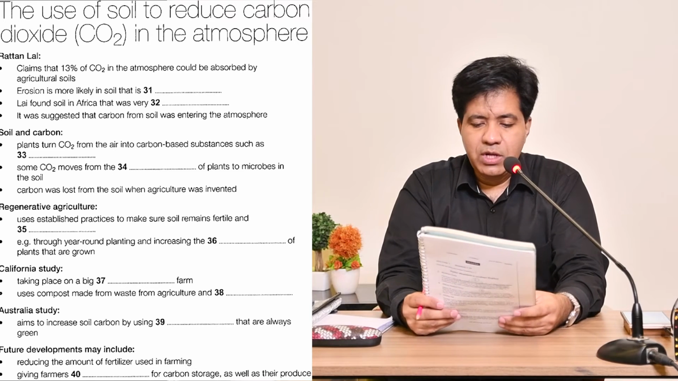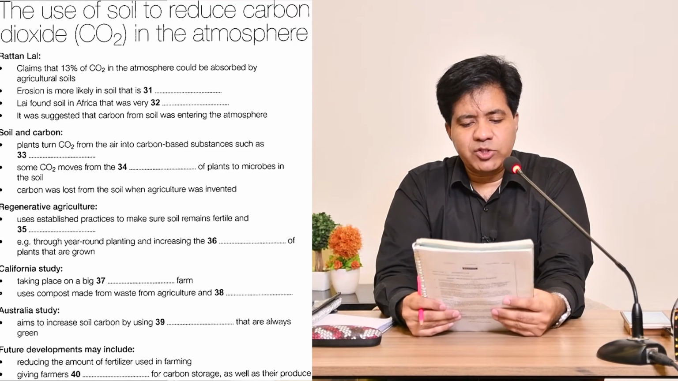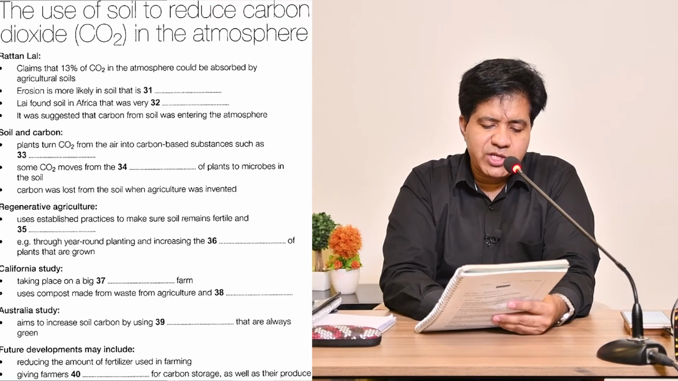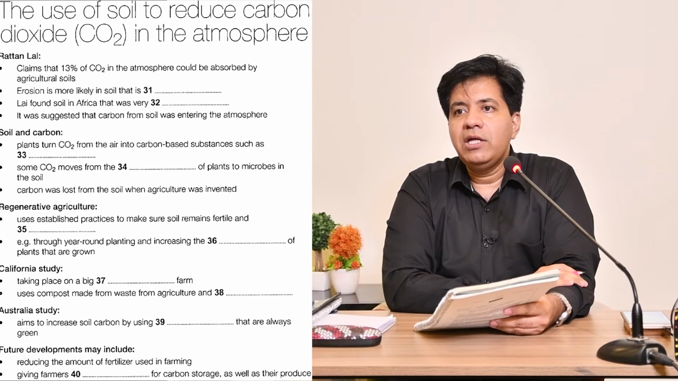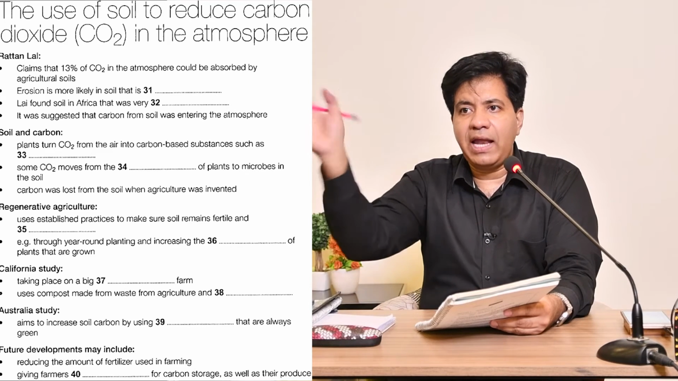M-O-I-S-T. Very good. Question number 36. For example, through year-round planting. Now, just underline through year-round planting. You know what is through year-round planting? Throughout the year, you can plant anything.